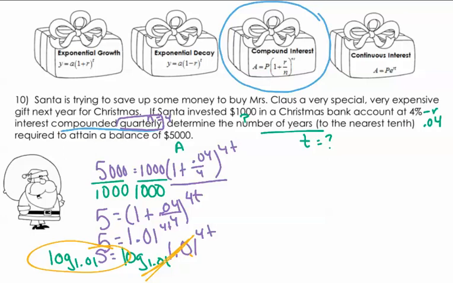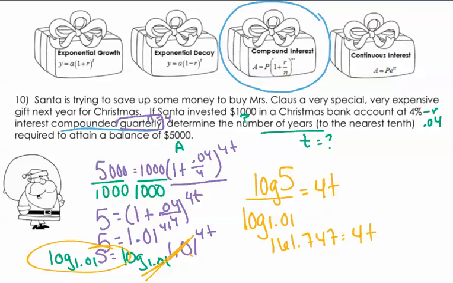So what I would do is I would type this in my calculator, and I would type in log of 5 divided by log of 1.01. And if you can't leave that in your calculator, you can always use that answer function, and I can show you that in class. Just ask me. So this log 5 divided by log 1.01 is about 161.747. Again, I wouldn't write that down. I would leave it all in your calculator to then divide by 4 and see that t is about 40.4 years. So unfortunately, Santa Claus is going to be saving his money for a long time.